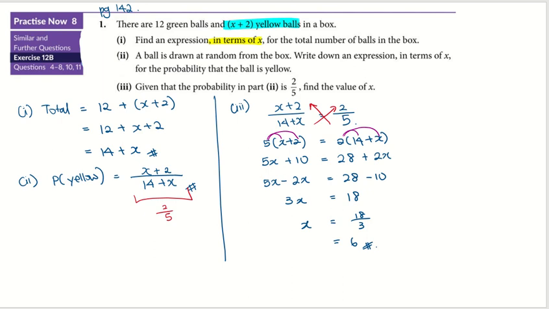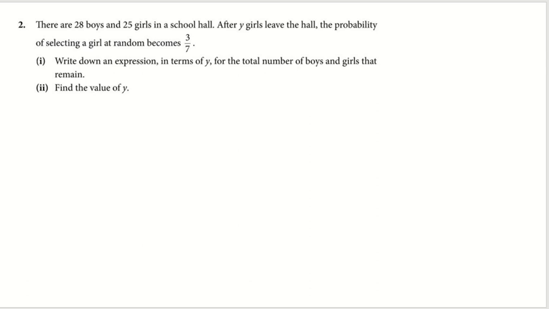Okay, very last example. Let's have a look at question number 2 in practice 8. The question says there are 28 boys and 25 girls in the school hall. After y girls leave the hall, the probability of selecting a girl at random becomes 3 over 7. Write down an expression in terms of y for the total number of boys and girls that remain.